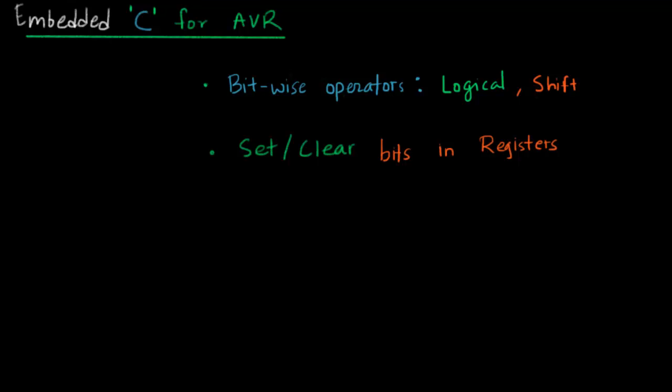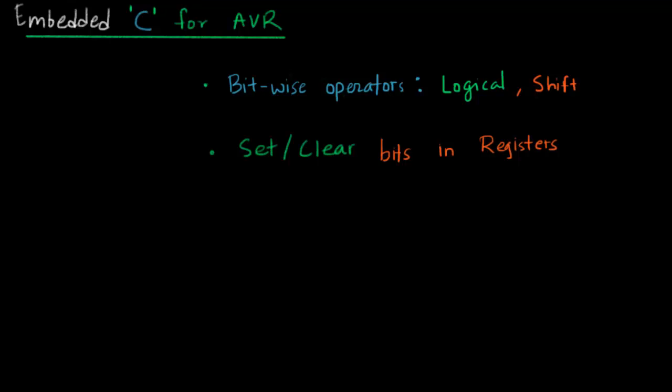Welcome to Explore Embedded. In this tutorial, we'll be looking at bitwise operators. While writing normal C code, you come across logical operators which operate on bytes or other data types, like the AND, the OR, the XOR operators. But in this tutorial, we'll be looking specifically at bitwise operators. These operators work on individual bits. A bit, as you know, could be 1 or 0. So in this tutorial, we'll look at the logical bitwise operators and the shift operators, which work on individual bits.